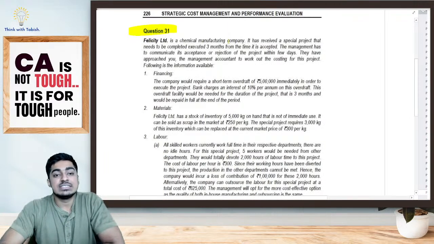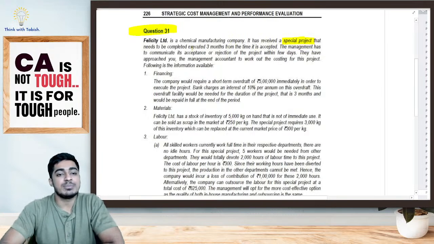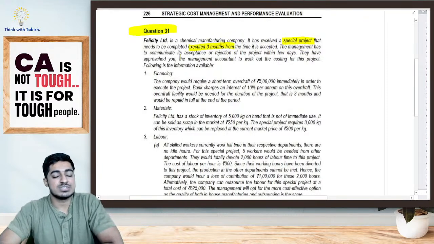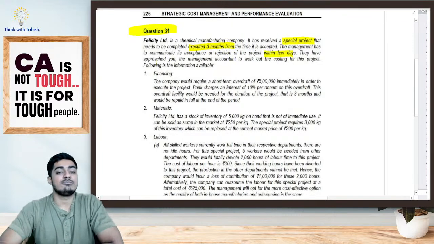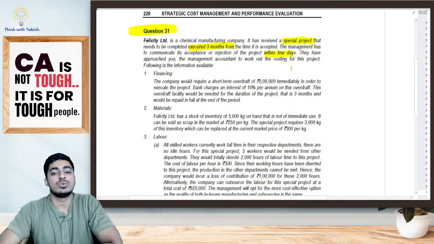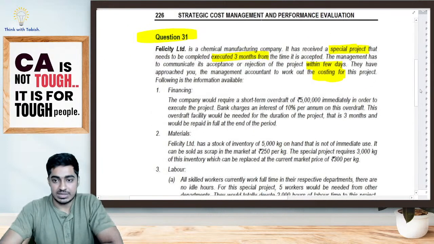Felicity Limited is a chemical manufacturing company. It has received a special project that needs to be completed in 3 months. Management has to communicate its acceptance or rejection within a few days. They have approached you, the management accountant, to work out the costing for this. The following information is available.